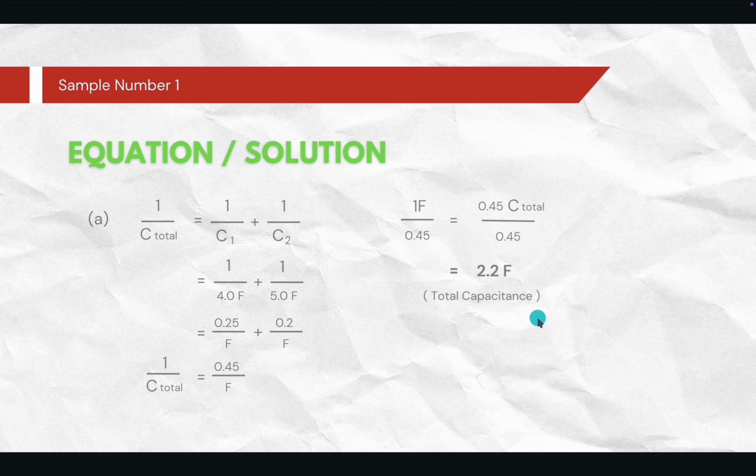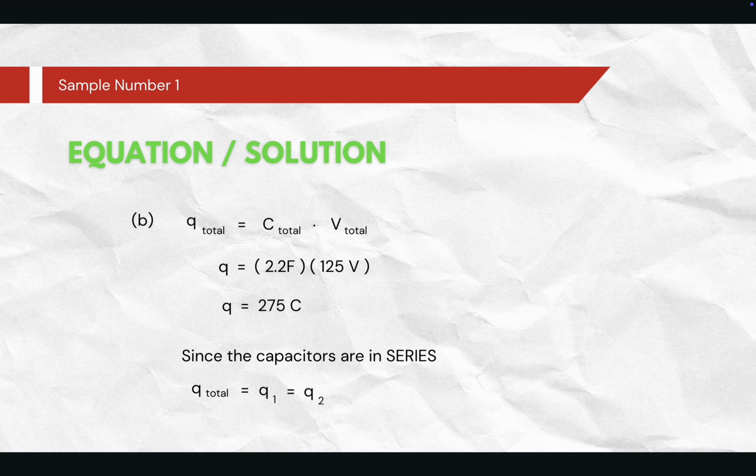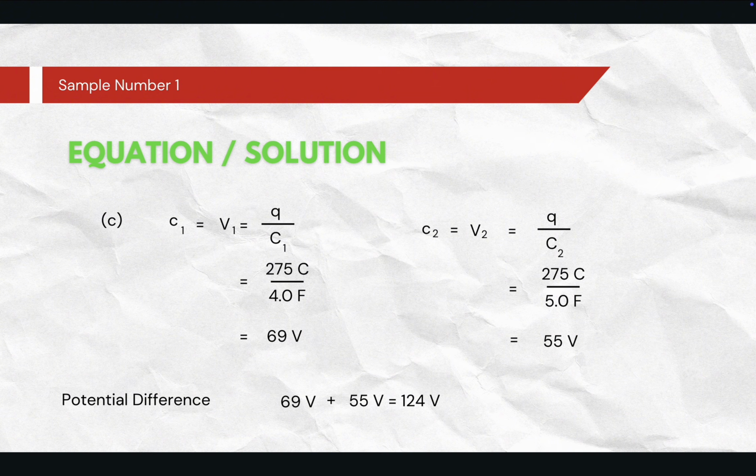Next is the charge stored, yung C total times V total. C total is yung total capacitance na nakuha natin kanina, and yung V total naman is yung given na volt. So, 2.2 F times 125 volts is equal to 275 C. Since the capacitors are in series, Q subtotal is equal to Q sub 1 is equal to Q sub 2. Yun lang. And last is yung potential difference ng series. Dalawa ang need natin na kunin.